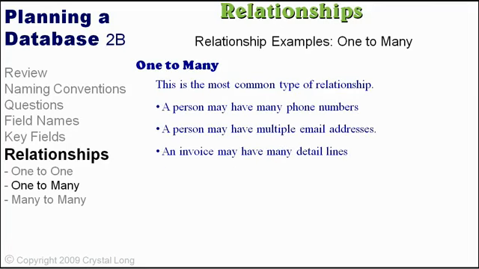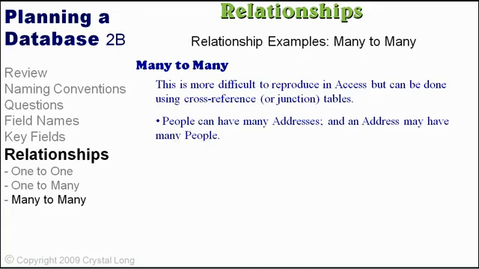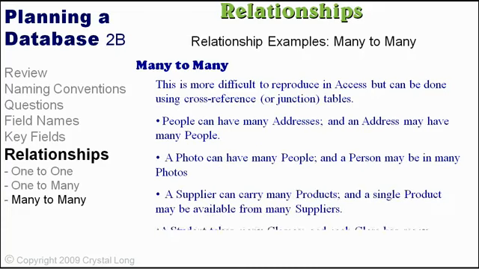One-to-many relationship examples. A person may have many phone numbers. An invoice may have many detail lines. A music CD usually has many songs. A recipe has many ingredients. Many-to-many relationship examples. People can have many addresses, and an address may have many people. A photo can have many people, and a person may be in many photos. A supplier can carry many products, and a single product may be available from many suppliers. A student takes many classes, and each class has many students.